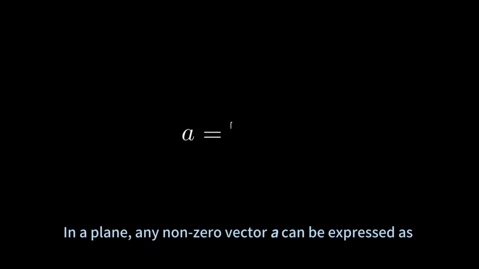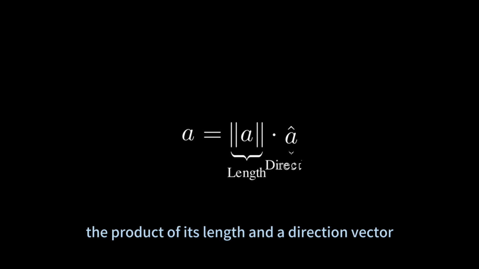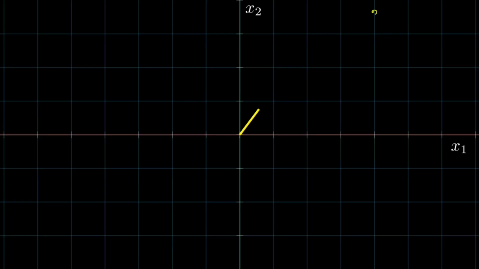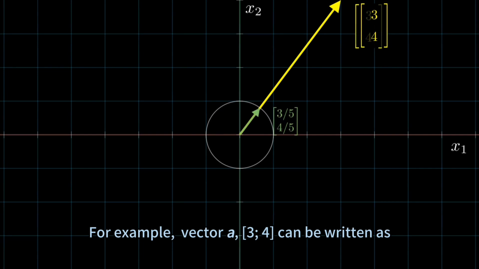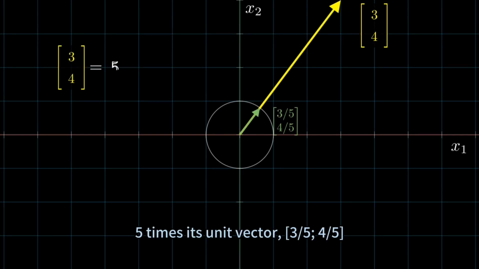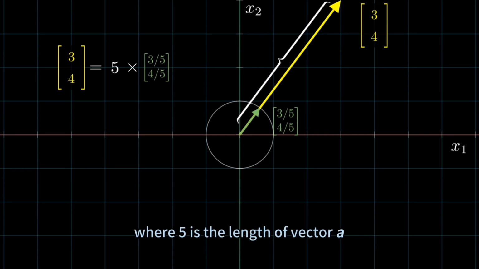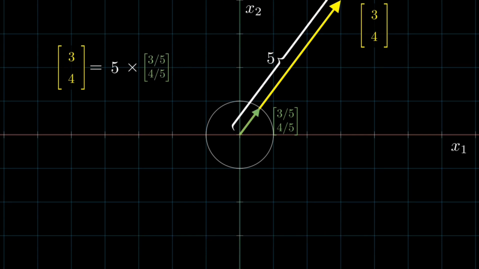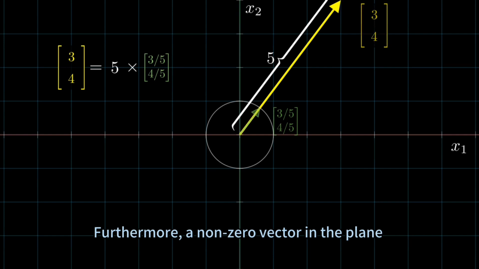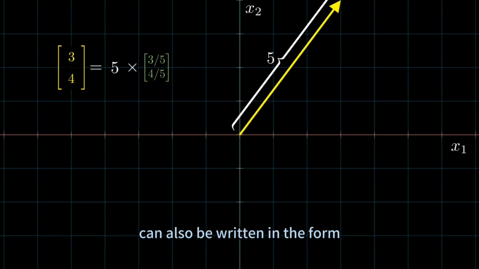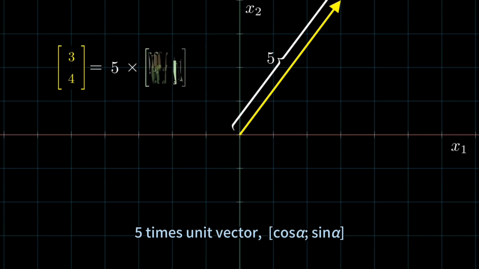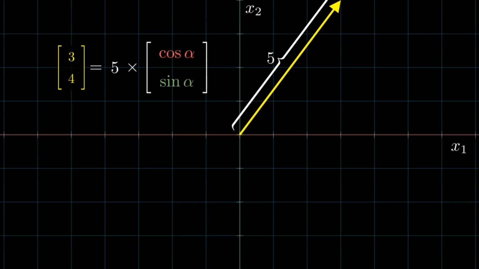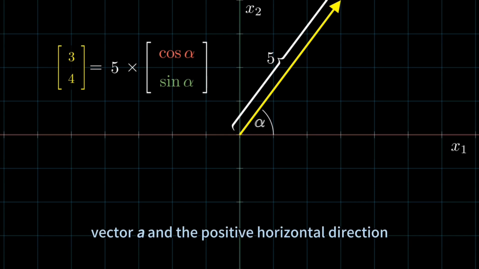In a plane, any non-zero vector A can be expressed as the product of its length and a direction vector. For example, vector A, [3, 4], can be written as 5 times its unit vector, [3/5, 4/5], where 5 is the length of vector A. Furthermore, a non-zero vector in the plane can also be written in the form 5 times the unit vector [cos α, sin α]. Alpha is the angle between vector A and the positive horizontal direction.